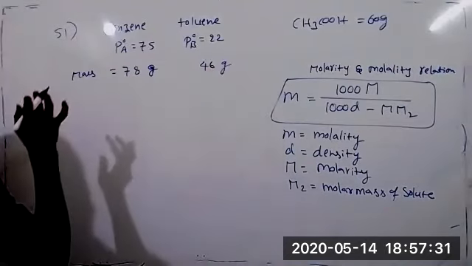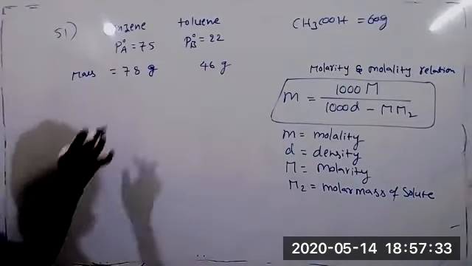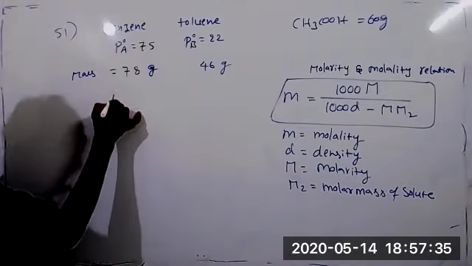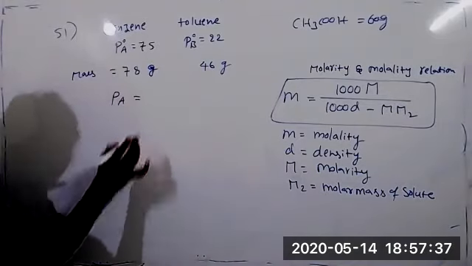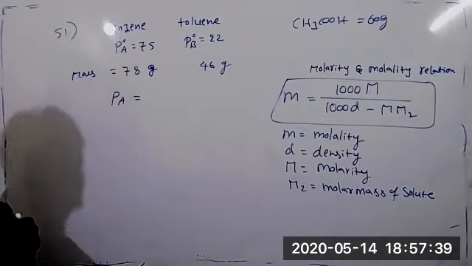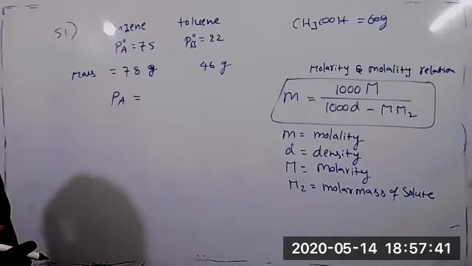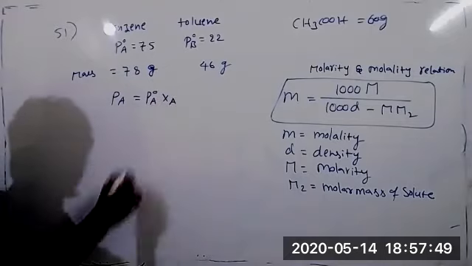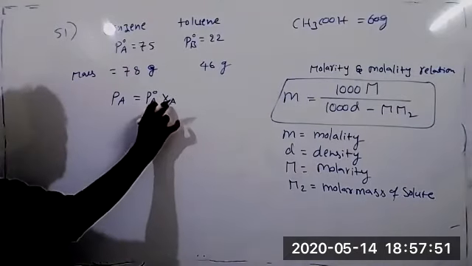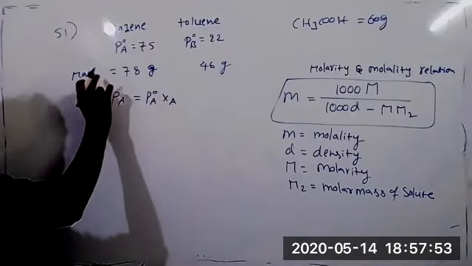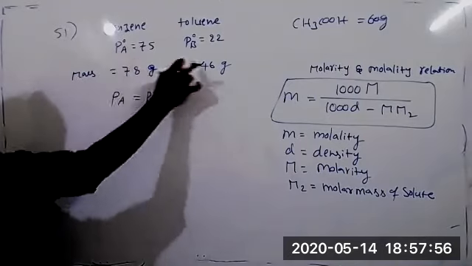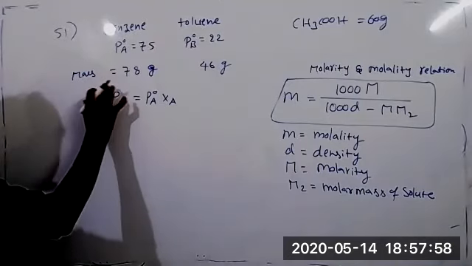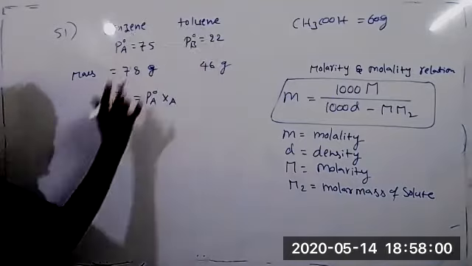We have to calculate the partial pressure of only benzene. Simple formula: PA. What is the PA formula? PA is equal to P naught A into XA. Very good. PA power 0 into X. This only we have to calculate. But here we need the mole fraction, which is very easy to calculate. Mass of benzene we have, mass of toluene we have. First of all, calculate the number of moles of benzene and the number of moles of toluene.